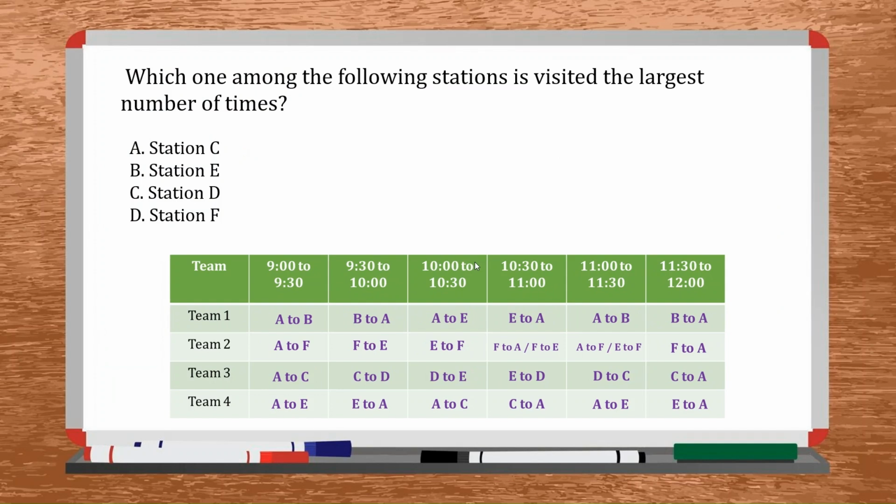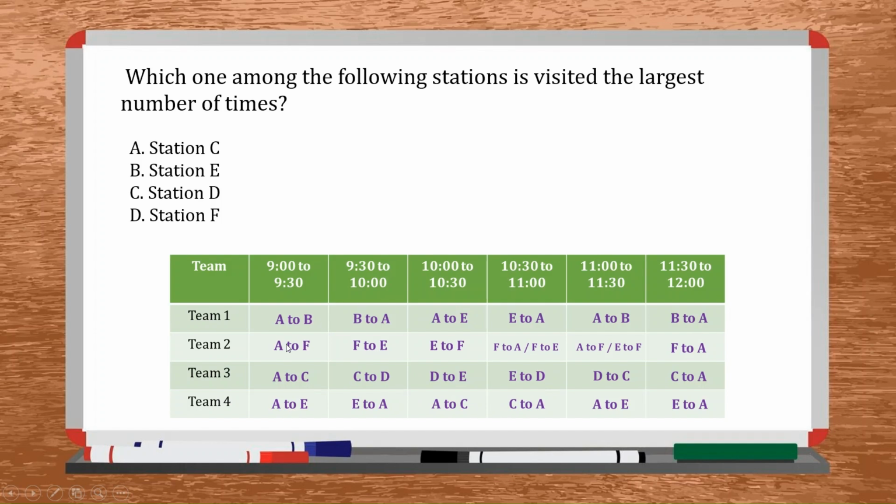Which one among the following stations is visited the largest number of times? Let's consider station C. We know that station C, if you see, team 1 is not going to station C at all. Team 2 is also not going to station C at all. Team 3 is going to station C once, and team 4 is going to station C once. So station C is being visited 2 times.